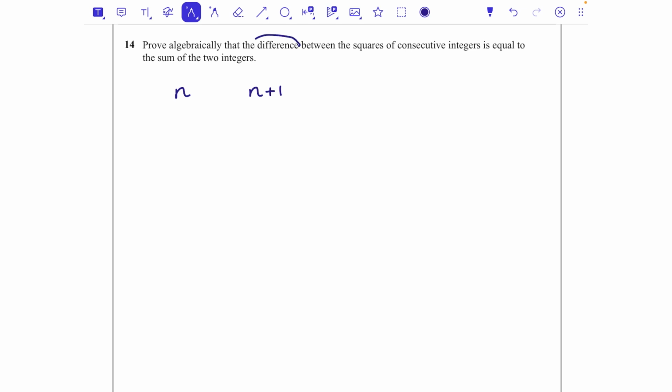If I want the difference, that's going to be a subtract. So I want to make sure I've got the bigger number first. So that's going to be (n add 1) squared, take away n squared. That's the bigger number, that's the smaller number, and we're squaring them and we're taking away. That would be the difference between the squares. And we want to show that that is equal to the sum, which is just adding the two integers, so n add 1. Okay, let's expand this bracket.